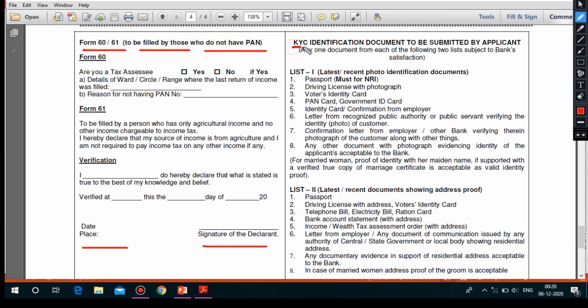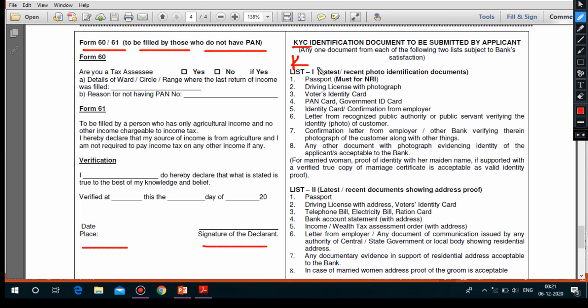Next important is KYC. Now what is KYC? KYC is know your customer. K stands for know, Y stands for your, C stands for customer. Know your customer is something the RBI has issued to all the banks: whenever banks take an application form for account opening, they have to verify their customer. It means the bank has the right to know their customer.